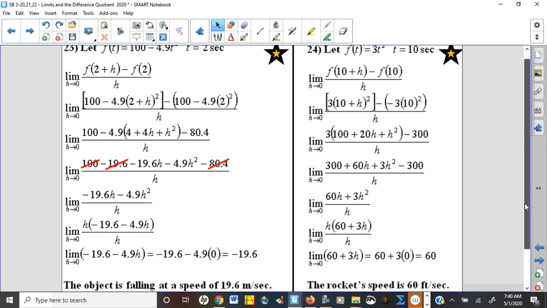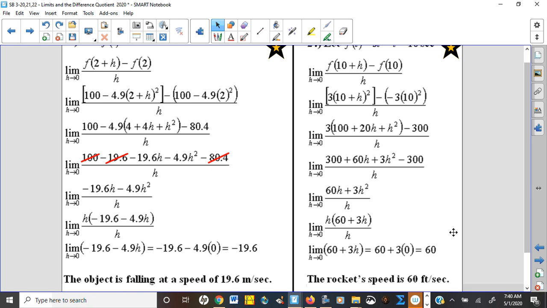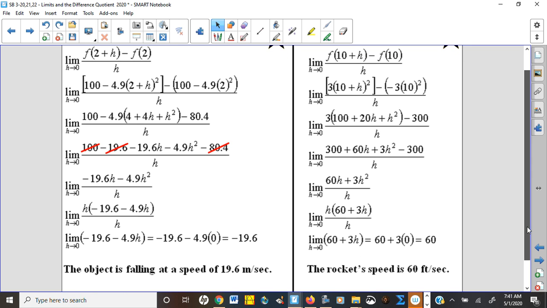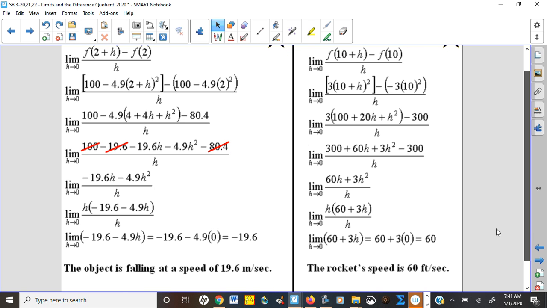Remember, the negative 19.6 doesn't mean you got it wrong. It means that the velocity is negative. It's falling at a speed of 19.6. Once I say falling, I don't have to put the negative anymore because I've indicated direction.